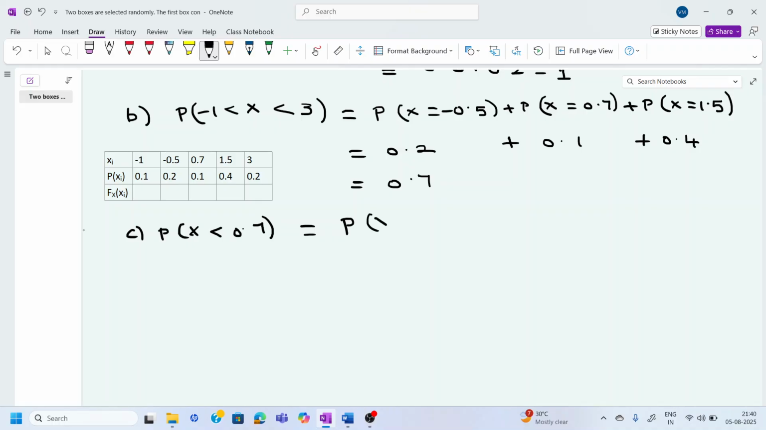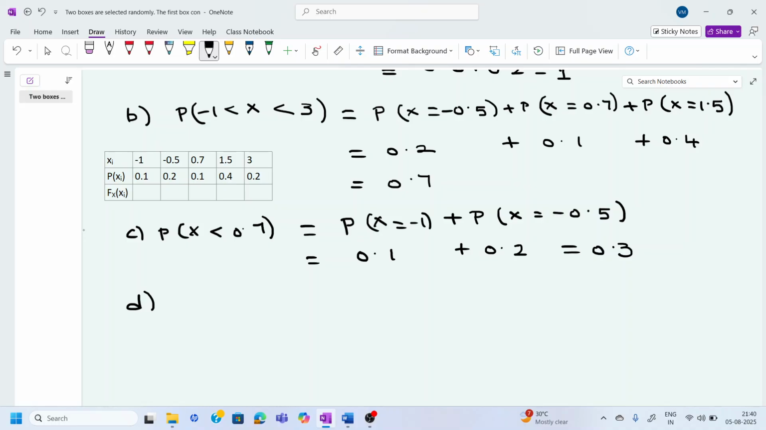So probability of x is equal to minus 1 plus probability of x is equal to minus 0.5. So probability of x is equal to minus 1 is simply 0.1, and probability of x is equal to minus 0.5 is 0.2, which is equal to 0.3. So probability of the random variable x taking values less than 0.7 is simply 0.3.